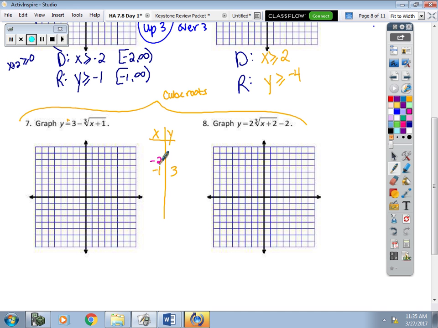Let's try -2. If I plug in -2, plus 1 gets me -1. The cube root of -1 is still -1. So that'd be 3 minus a -1, which turns to a positive, and I would get 4. Oh, I could do 0, excuse me. I do need the cube root of 1. I was thinking 2. We can't do 0. We'll get, bless you, the cube root of 1, which is just positive 1. So 3 minus 1 will get me 2.